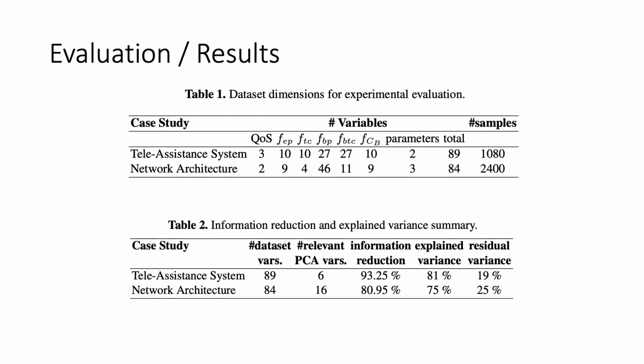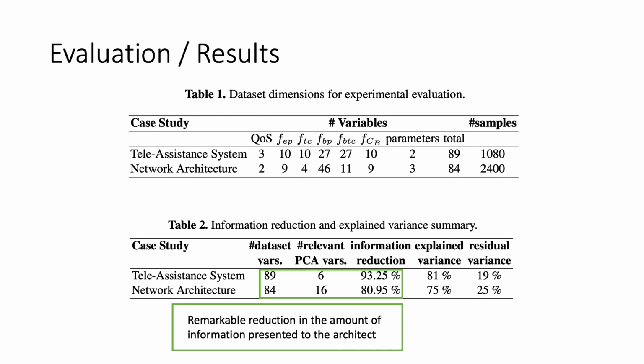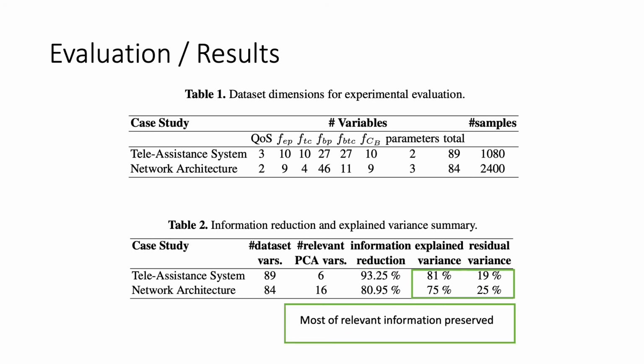For our evaluation, we generated the set of architectural configurations and their QoS metrics for TAS and an additional system described in the paper. The analysis of the data showed that in both scenarios there is a remarkable reduction in the amount of information that has to be examined to analyze the trade-off space, which is in the range 80 to 93%. With respect to preserving relevant trade-off information, we observed that the total residual variance ranges between 19 and 25%. Although non-negligible, these are moderate levels of residual variance, especially if we consider them in the context of the drastic dimensionality reduction in the set of explanatory variables.